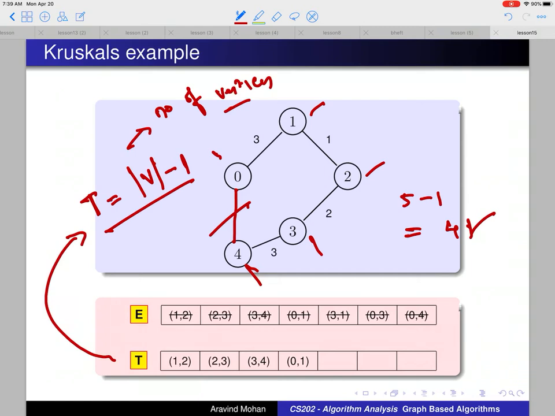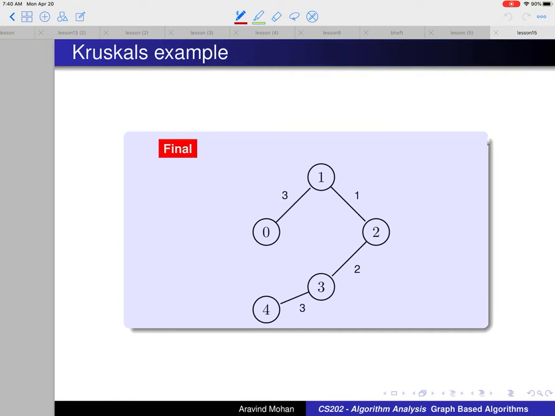According to Kruskal's algorithm, we say that the number of edges in our minimum spanning tree, or the capital T, would be the total number of vertices V minus 1, right? 1 less than the number of vertices. So that's going to be our total number of edges.